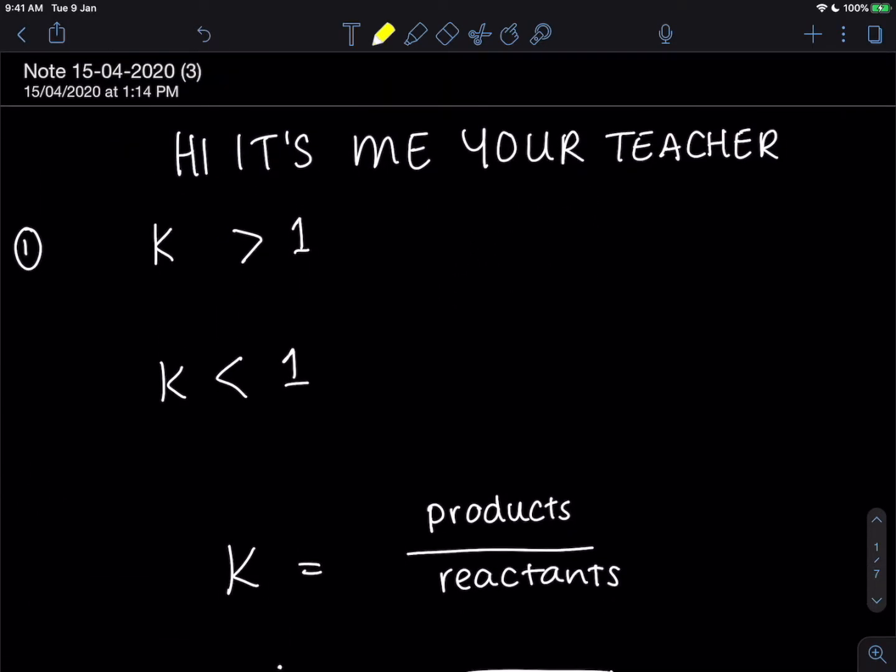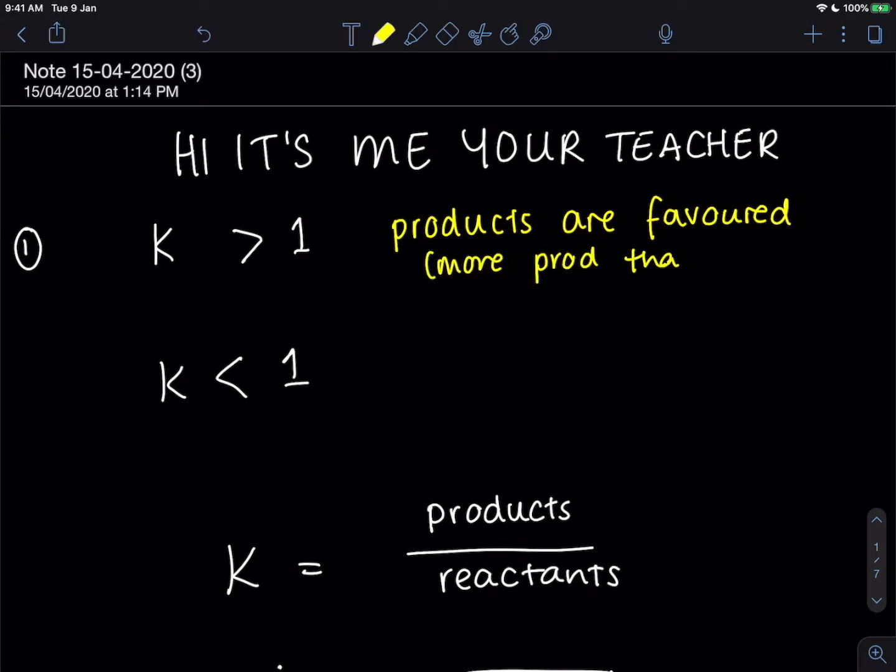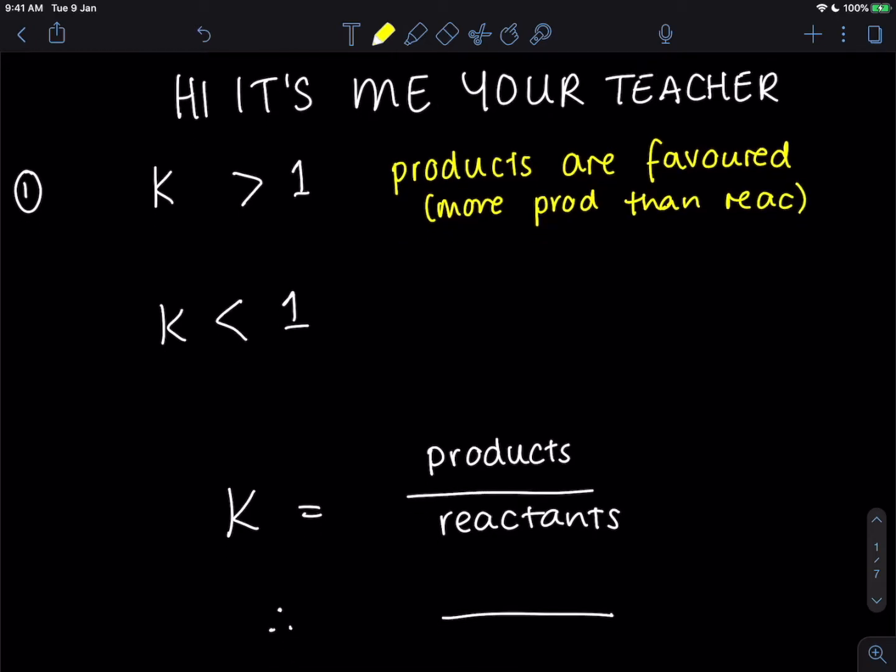So if K is greater than 1, so the value of K is more than 1, we say that our products are favored. Favored just means that more products are being made than reactants, or that the concentrations of our products are greater than those of our reactants. Either of those is fine. If K is less than 1, so conversely K is smaller than 1, that means that our reactants are favored.